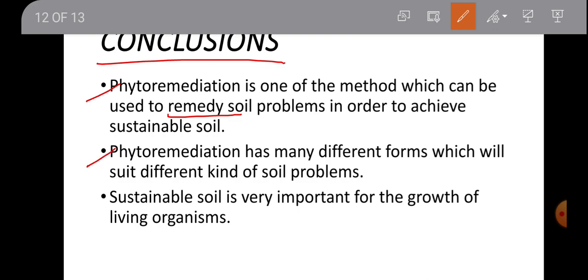Second, phytoremediation has many different forms which will suit different kinds of soil problems. That means phytoremediation has many techniques as we discussed earlier, like phytoextraction, rhizofiltration, phytodegradation, etc., which can solve different types of soil problems. Third, sustainable soil is very important for the growth of living organisms. Sustainable soil is soil that is suitable for plant growth.